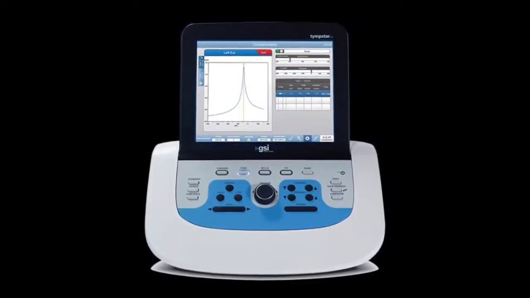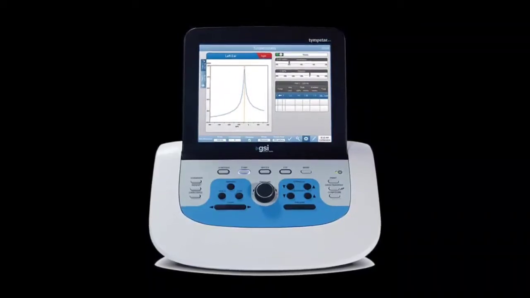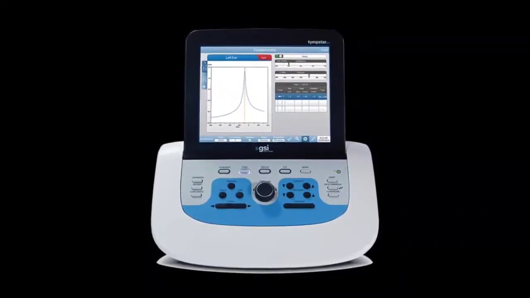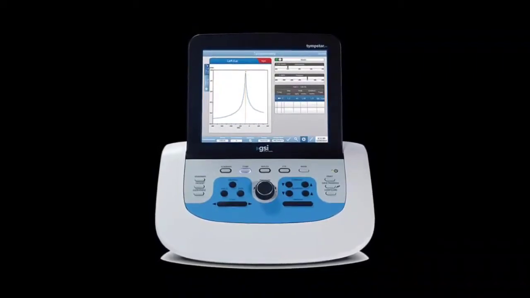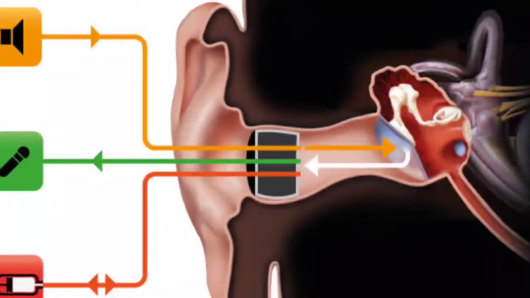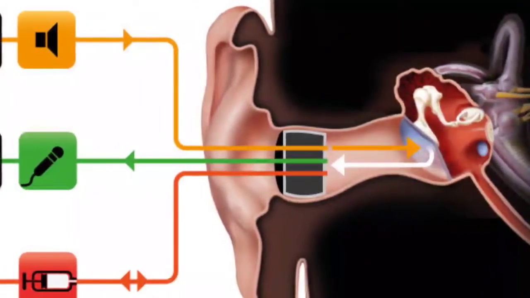Tympanometry is an audiological test which assesses the middle ear function. In tympanometry, the middle ear function is assessed by measuring two important factors. The first one is tympanic membrane compliance and the second one is middle ear pressure.